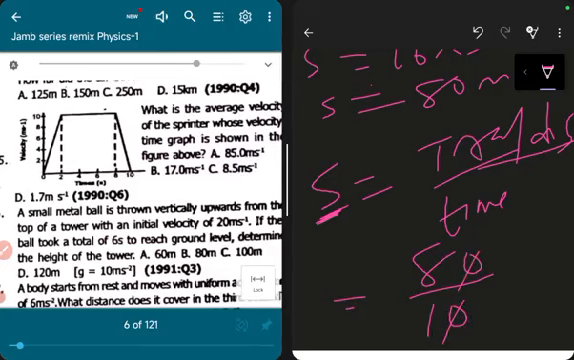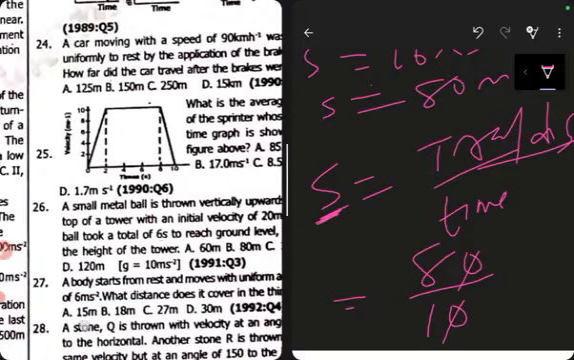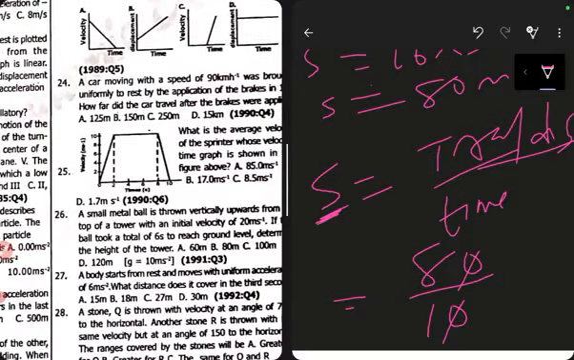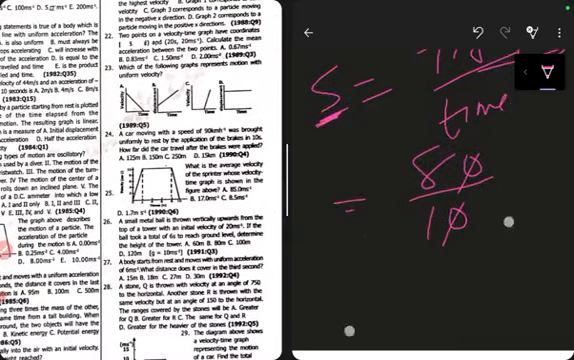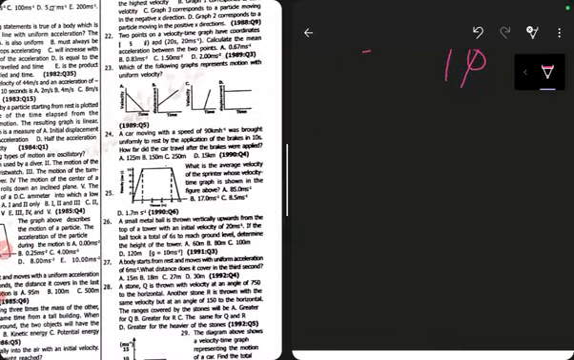So looking at it, the average speed for question 25 should be 8 meters per second. Now, there's no correct option there. I'm seeing 85, 17, 8.5 and 1.7. So none of the options there are correct. Every option there is wrong, except maybe there was a typo. None of them is correct.